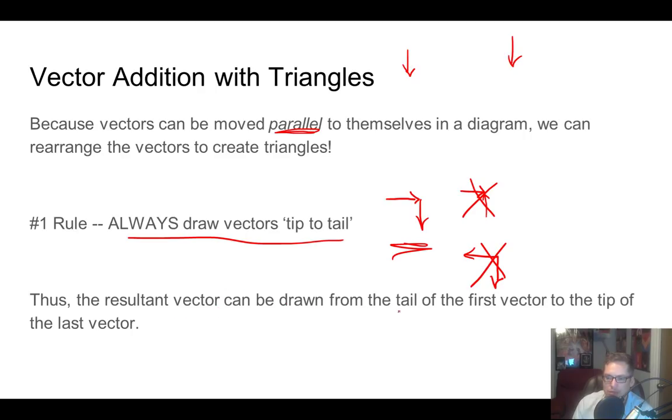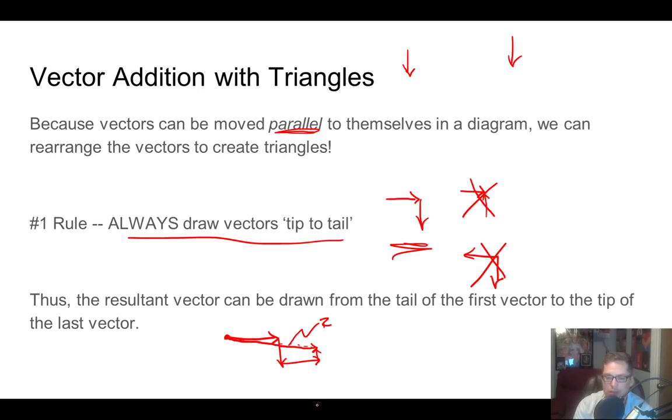From the tail of the first vector, the resultant is the tail of the first to the tip of the last. So if we have a vector addition, and it looks something like this, and then we jump up, the resultant vector would be from here. That's the tail of the first to the tip of the last, which would be here. So the resultant vector would be this guy right here. All right, so that would be the resultant.